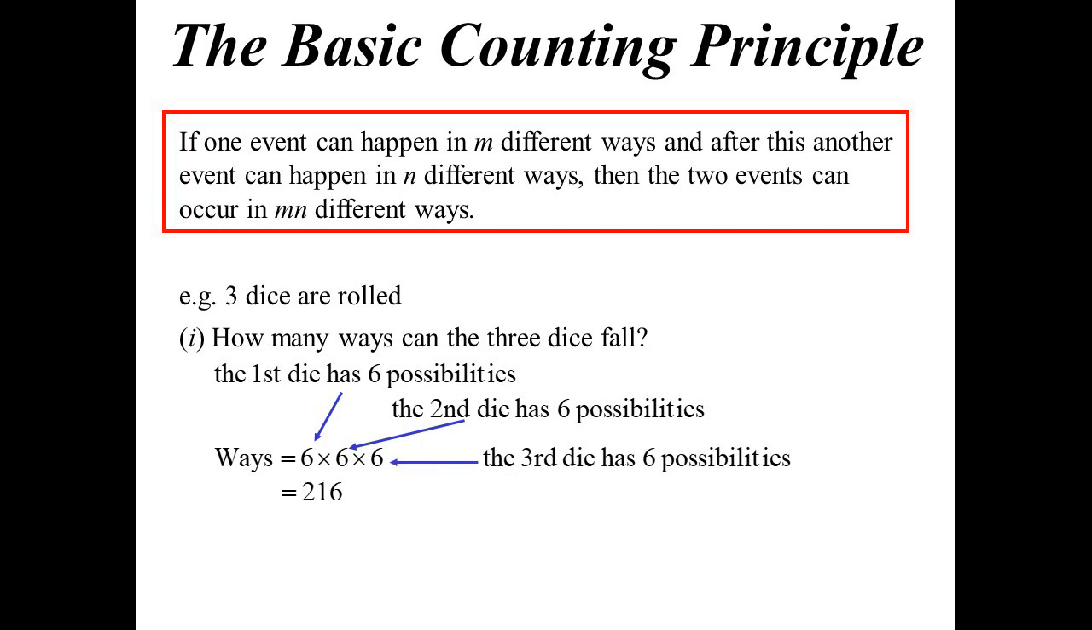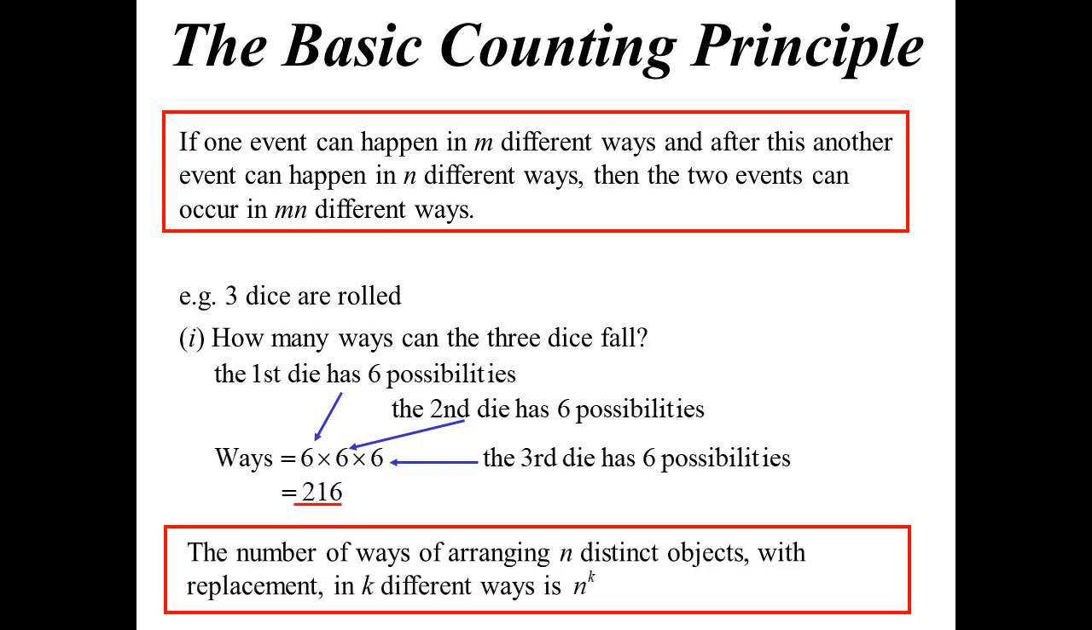I now know there are 216 things that can happen. I don't have to draw a sample space. So basically this idea then, the number of ways of arranging n distinct objects with replacement, so it means we can get the same thing over and over again, in k different ways would end up being n to the power of k. In the one I just did, it was 6 to the power of 3.